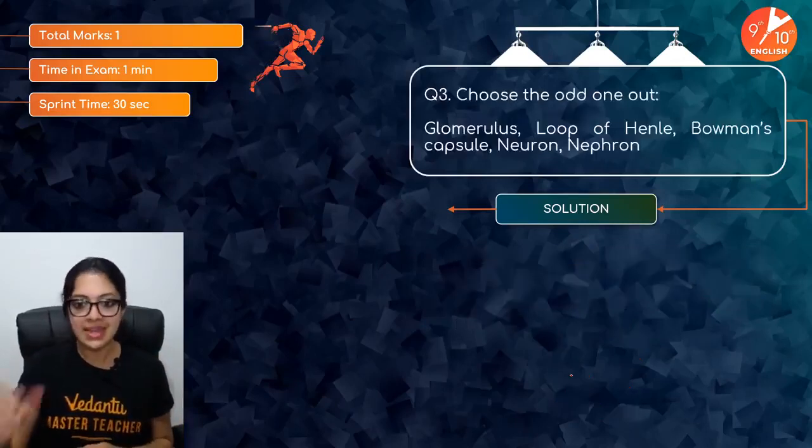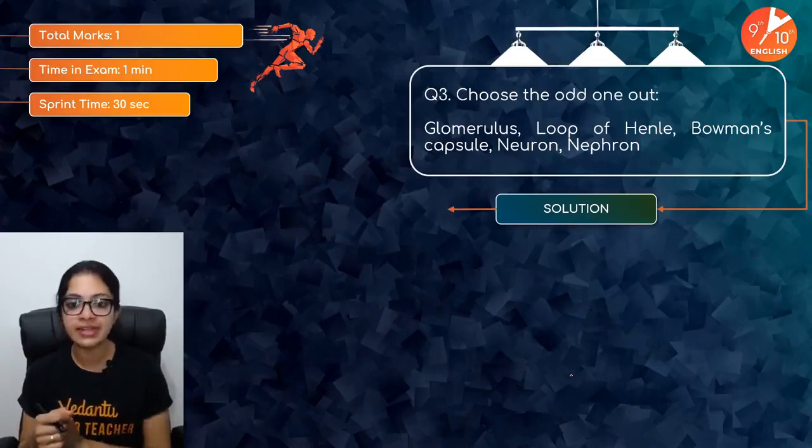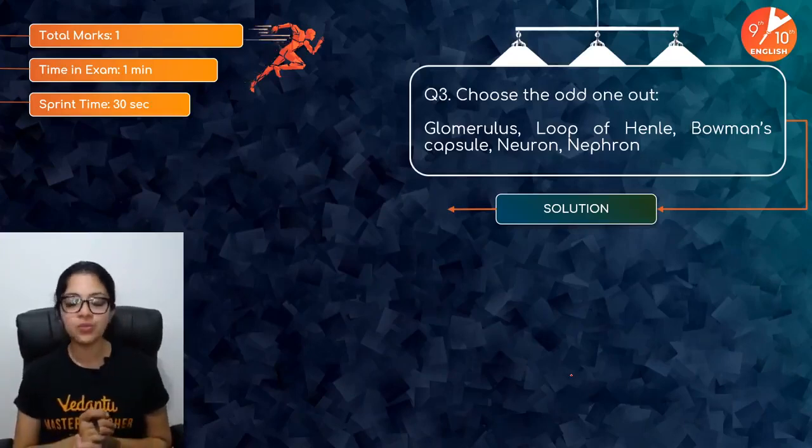Next question. Choose the odd one out. What do you think? Super easy this is. Glomerulus, loop of Henle, Bowman's capsule, neuron or nephron. Quickly, not more than 10 seconds.